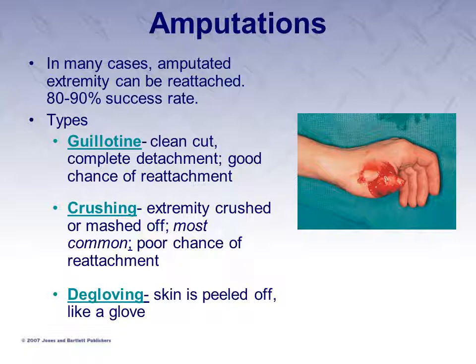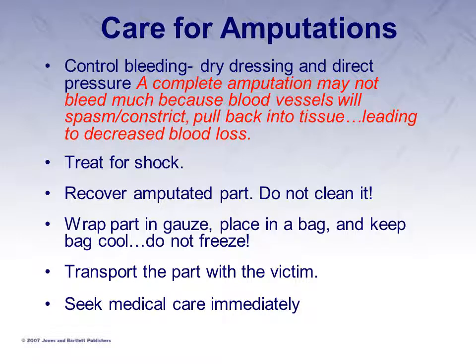And remember what we said: when you have a complete clean-cut amputation, the bleeding may not be as severe, because one of our body's defense mechanisms is for those blood vessels to constrict and pull in on themselves, and when they do that, it tends to slow the bleeding.